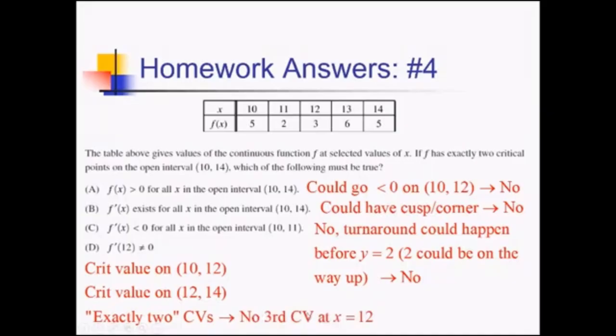So what this means is that if there's no critical value at x equals 12, then f prime of 12 can't equal 0. It also can't be undefined because that would also give you a critical value. So that means that D is true, so that's the one we're going to pick.